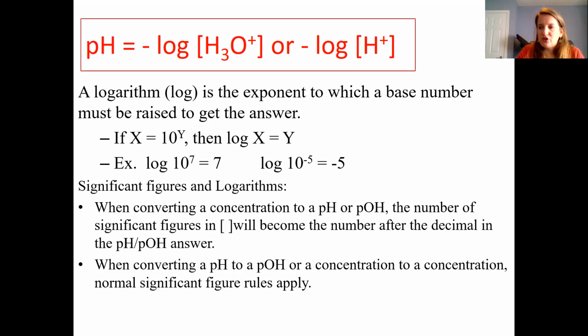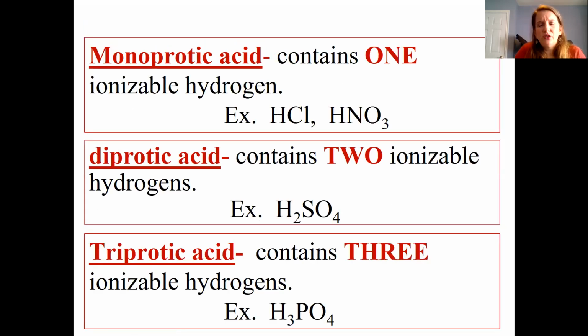Before we get to our calculations, I just want to go over a couple of things. When we're talking about acids, we can have monoprotic acids, diprotic acids, or triprotic acids, and that's referring to how many ionizable hydrogens there are. Monoprotic, the prefix mono means one, has only one ionizable hydrogen, such as HCl. A diprotic acid has two ionizable hydrogens, such as sulfuric acid, H2SO4. In a triprotic acid, there are three ionizable hydrogens, like H3PO4.